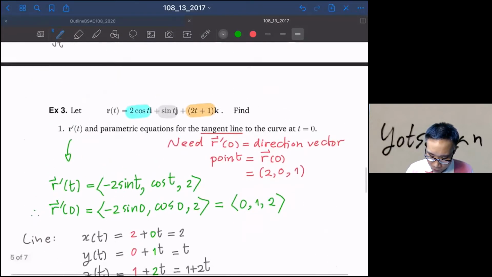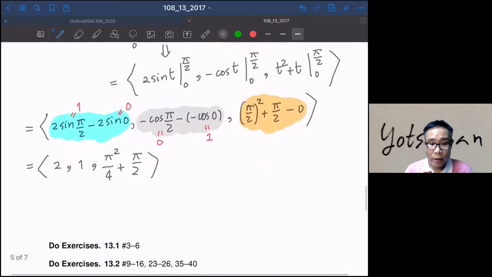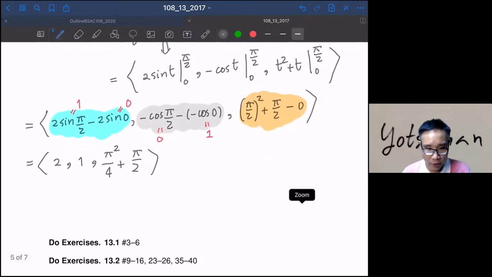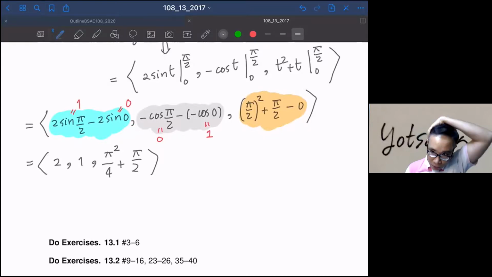So that will be for the vector function. We're going to have only this topic for chapter 13 that we're going to cover. We're not going to cover anything more than this one. The last topic that I will teach you will be the distance.